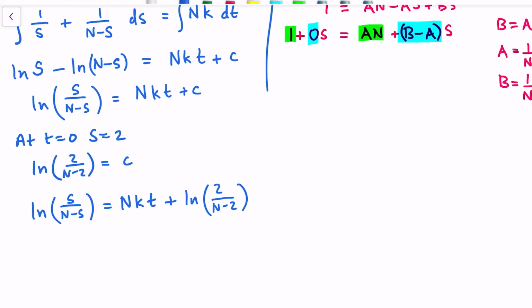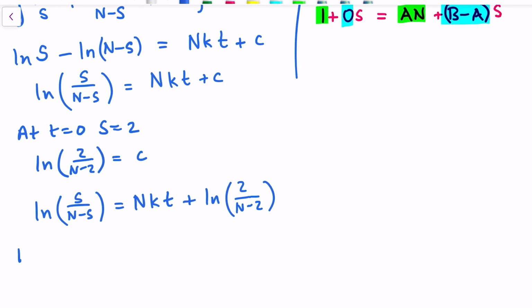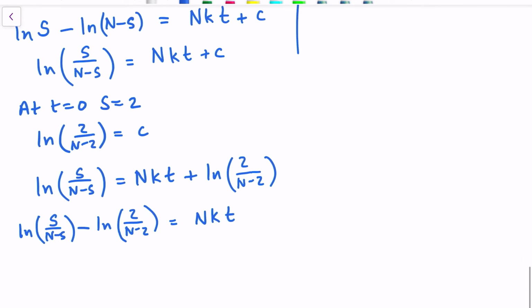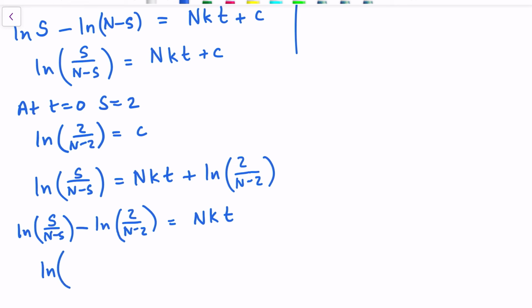S the subject of this. Well, I wonder if I take that log constant to the left hand side, so it'll be a subtraction, and then write it as ln of S over (N minus S), take away ln of 2 over (N minus 2), because then I can put those logs together as a division, equals Nkt.